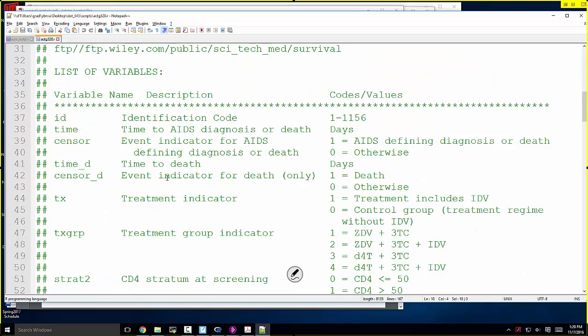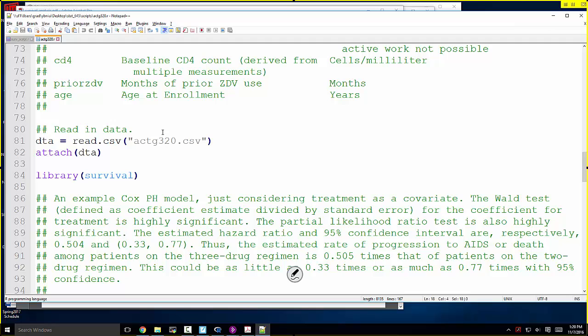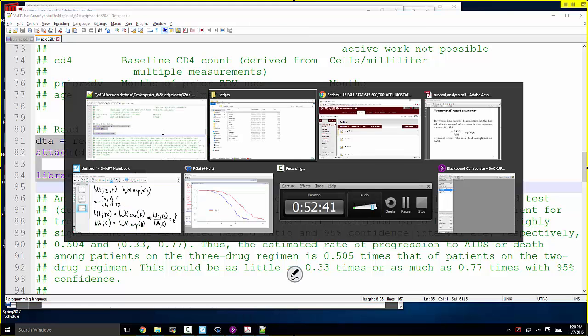Okay, we have descriptions of all the different variables. I'll just go ahead and load them in, and then I want to fit one of these Cox proportional hazards models to show you what they look like.